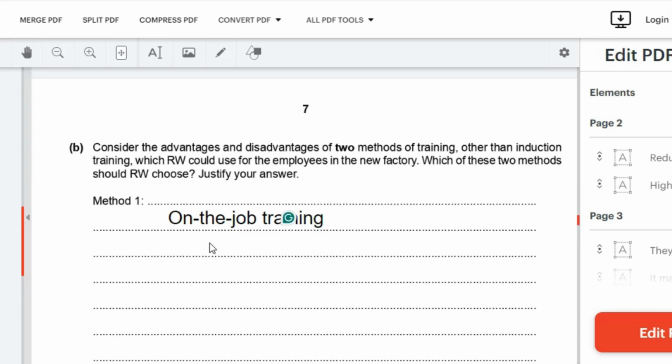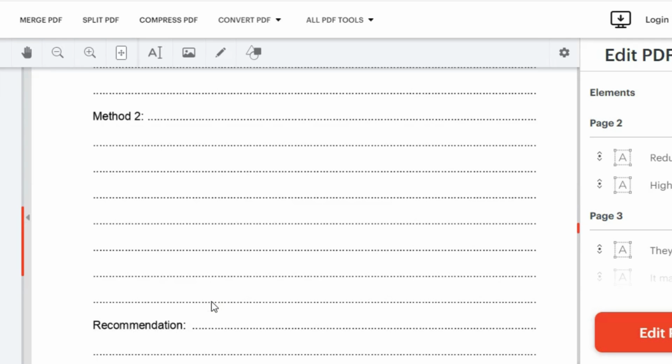And also it meets the specific needs of the business. Training can be exactly the way the company wants the task to be carried out, since it is done within the company. Now we move to method 2.